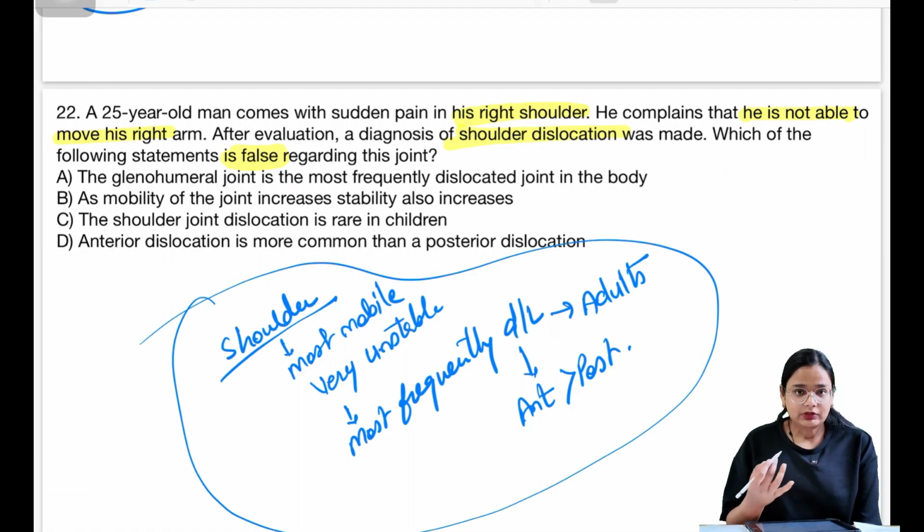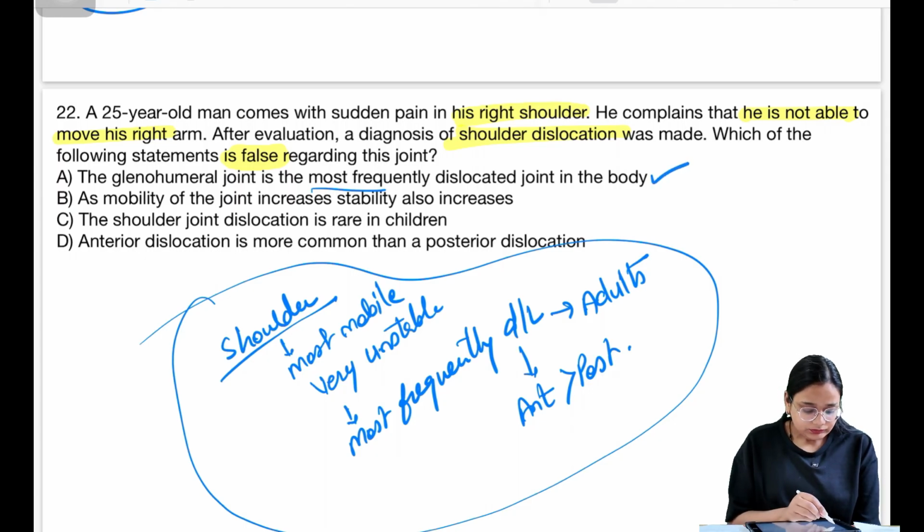So now we will read all those statements. First, the glenohumeral joint is the most frequently dislocated joint of the body, correct. As mobility of the joint increases, stability also increases. How can you say that mobility is increasing, so stability is increasing? This is a false statement. So the answer will be B.